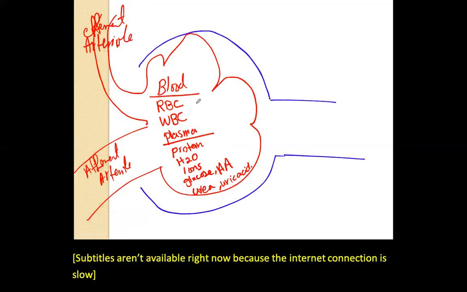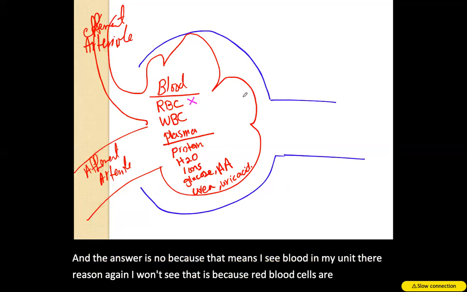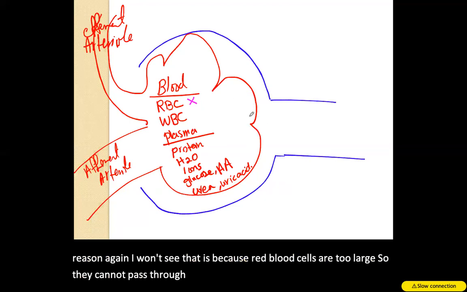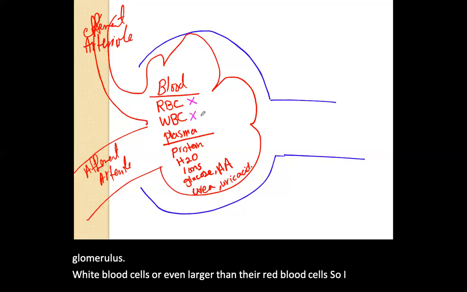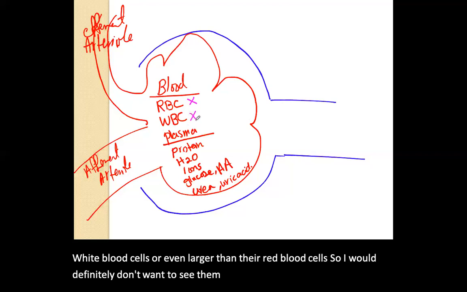So, do I normally want to have red blood cells in my urine? And the answer is no, because that means I see blood in my urine. The reason, again, I won't see that is because red blood cells are too large. So they cannot pass through the tiny holes that I have inside the glomerulus. White blood cells are even larger than the red blood cells, so I definitely don't want to see them. Again, there are exceptions to the rule.